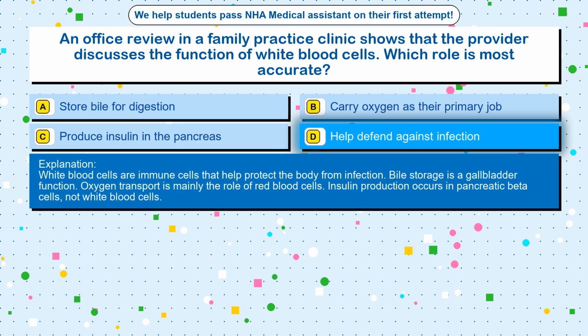Bile storage is a gallbladder function. Oxygen transport is mainly the role of red blood cells. Insulin production occurs in pancreatic beta cells, not white blood cells. Question 86.